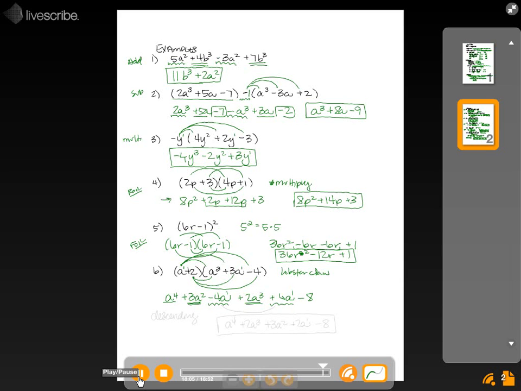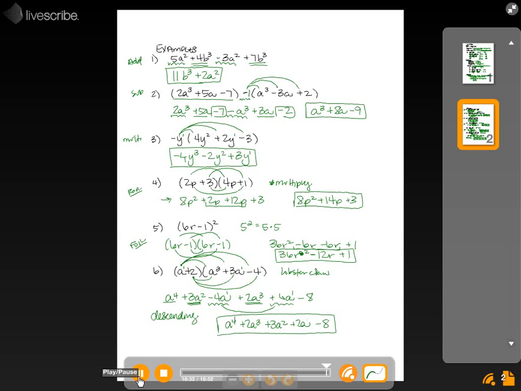Now remember, we write this in descending order. So when we write it, we should start with the biggest exponent, which is a to the fourth. And then we're going to go to the next one, which should be 2a cubed plus 3a squared. Now these two we're going to combine. Negative 4a plus 6a, well, that's really 2a, and then minus 8. And then that's our answer to the problem.